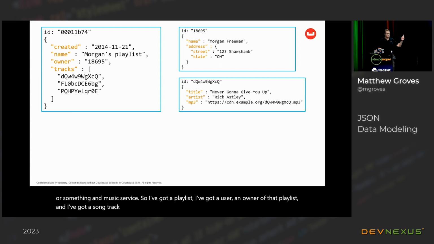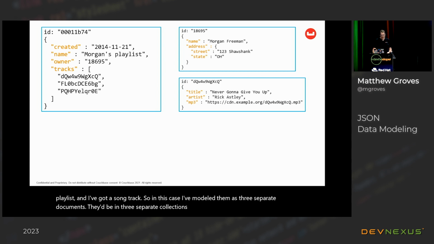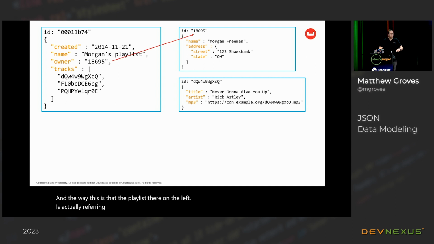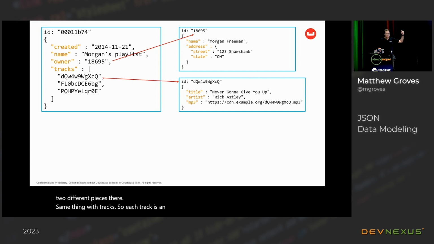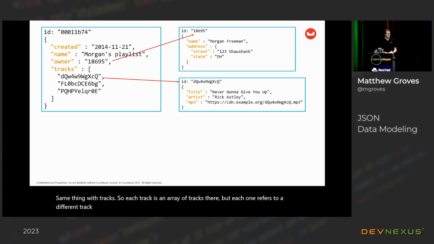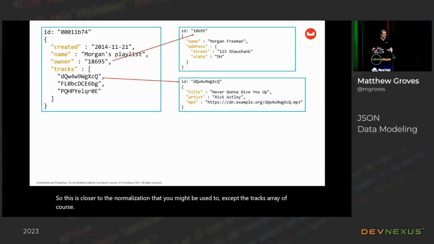So in this case, I've modeled them as 3 separate documents. They'd be in 3 separate collections. And the way I've modeled this is that the playlist there on the left refers to the owner. I didn't embed the owner, I just did a reference. So it's 2 different pieces there. Same thing with tracks. Each track is in an array of tracks there, but each one refers to a different track document. So this is closer to the normalization that you might be used to, except the tracks array, of course. What are some pros and cons of this approach?